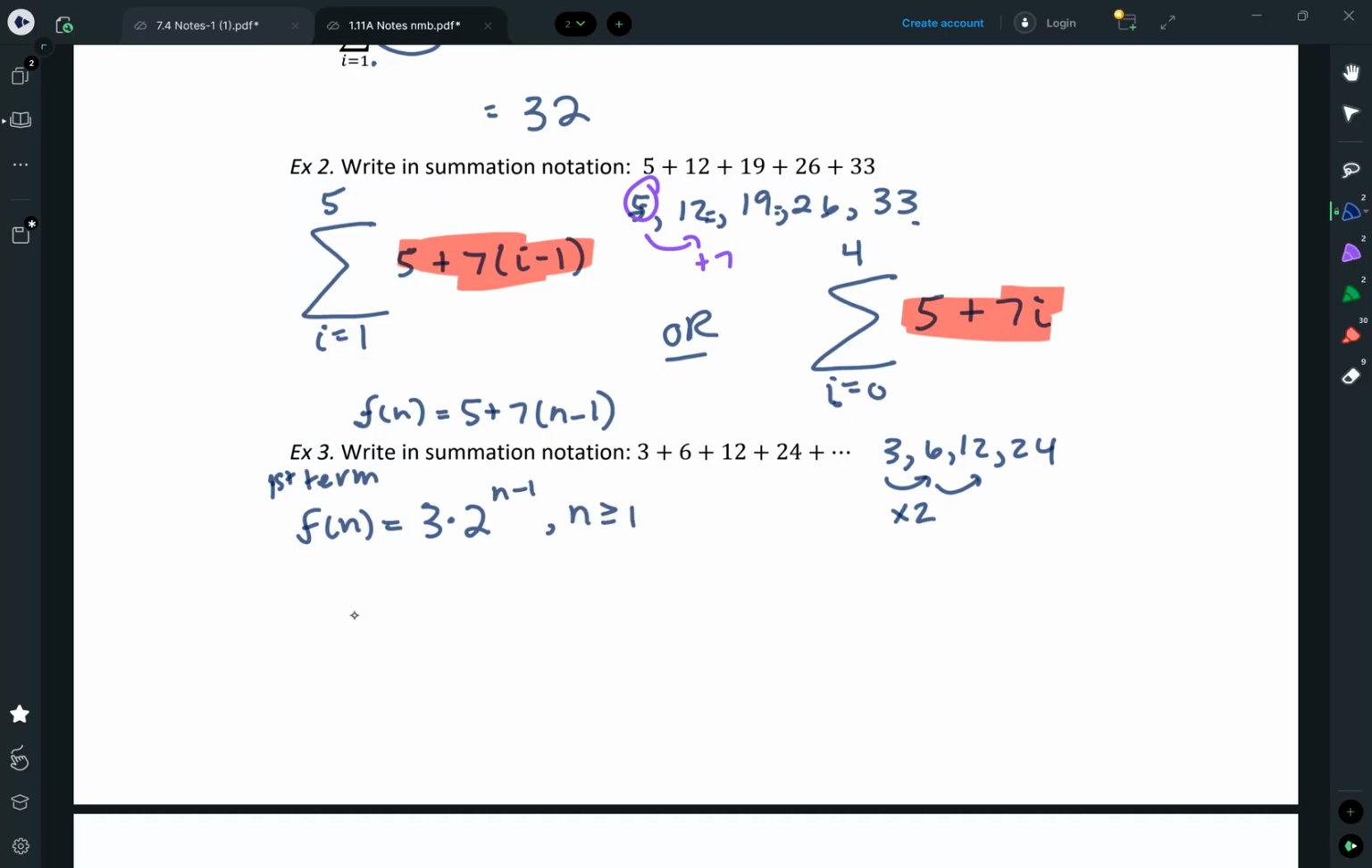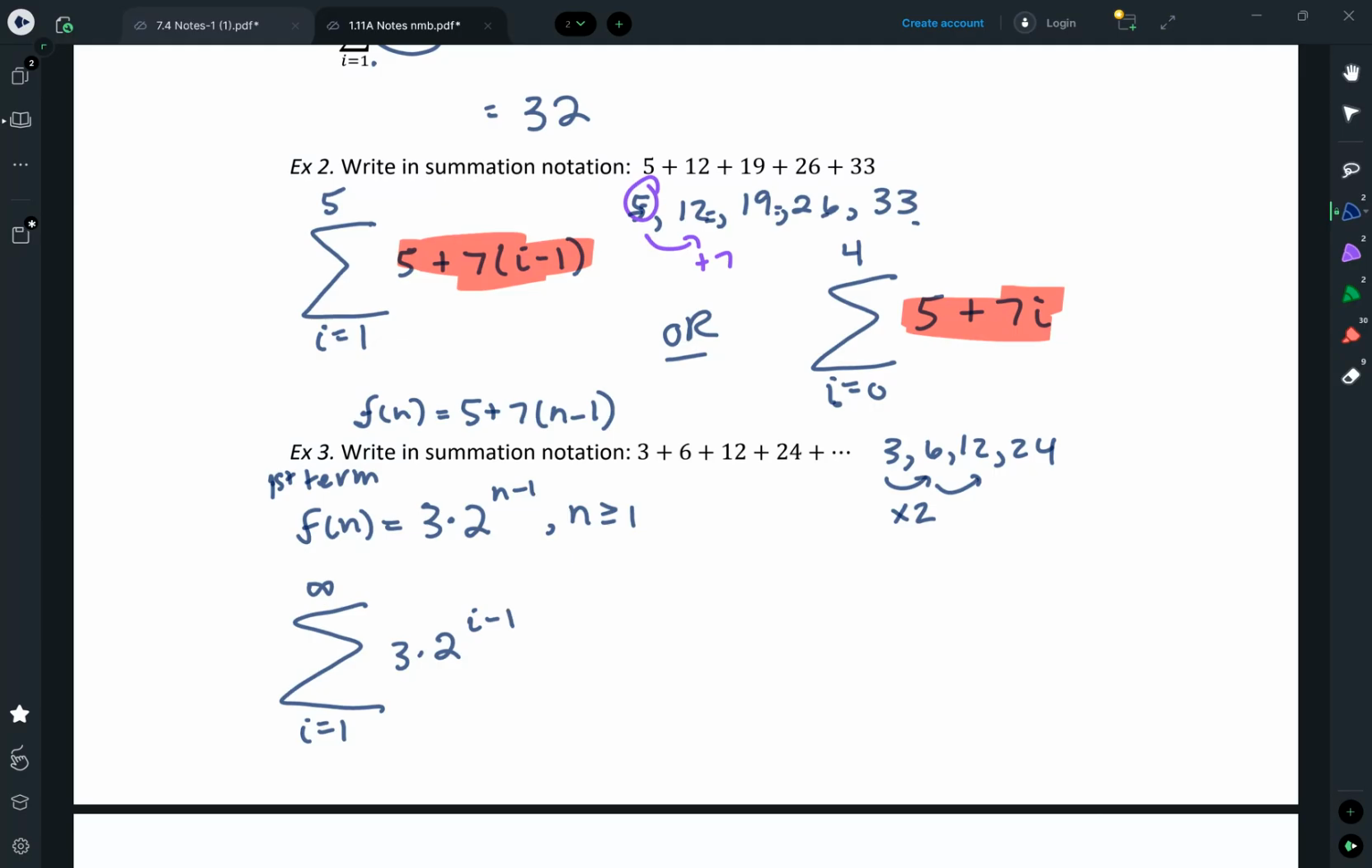So to change this to sigma notation, I'm starting at i equals 1. And really, I could use n there if I wanted to. It's fine. And I'm doing 1, 2, 3, 4. Actually, it says dot, dot, dot. We're going to infinity. It's going forever. And this is going to be 3 times 2 to the i minus 1 power.